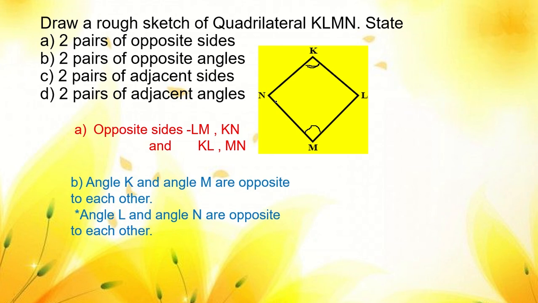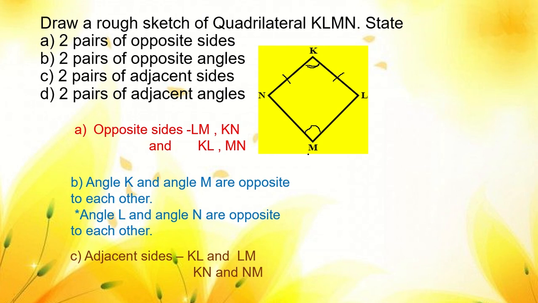Part C is you have to write two pairs of adjacent sides. You know the definition of adjacent sides. Which are adjacent sides? As I told you, neighboring. Neighboring means sides having a common vertex. I will say KN and KL. Both are adjacent to each other because they have a common vertex K. As it is written, KL and LM. Yes, KL and LM. You can write KN and NM. These are adjacent sides.